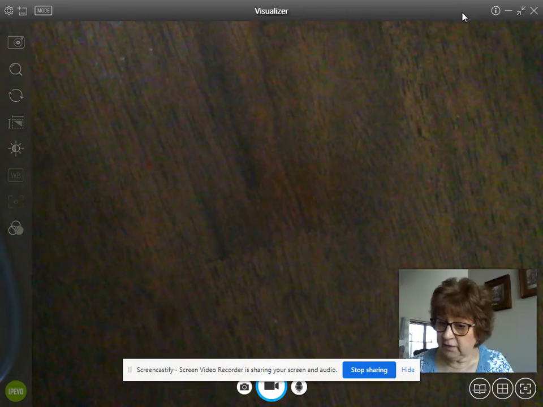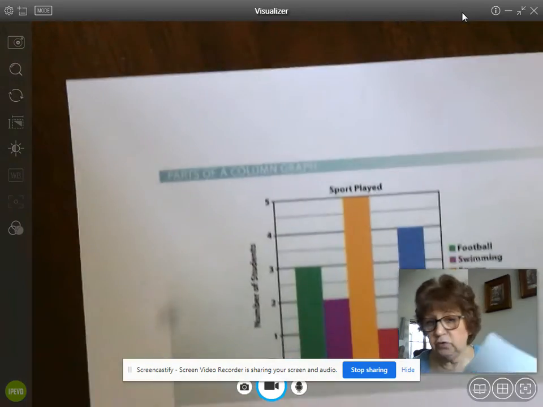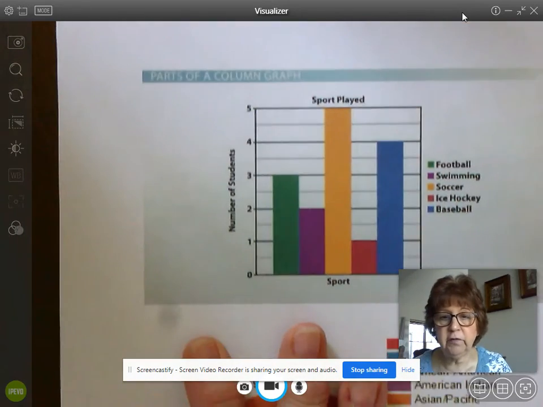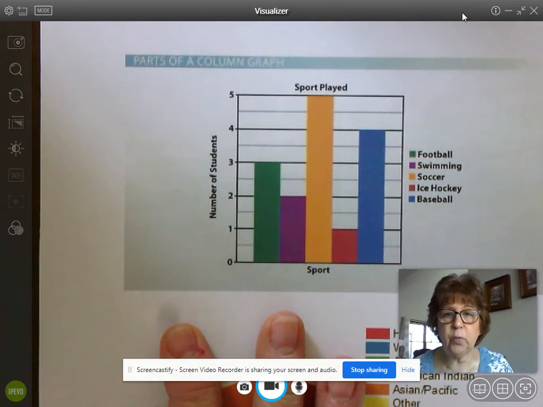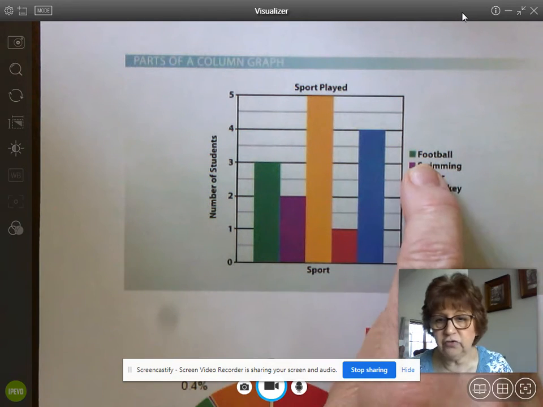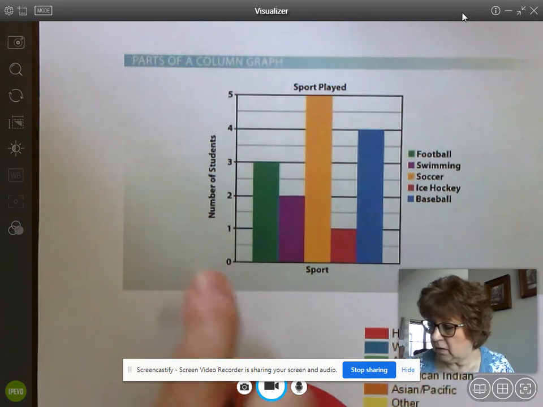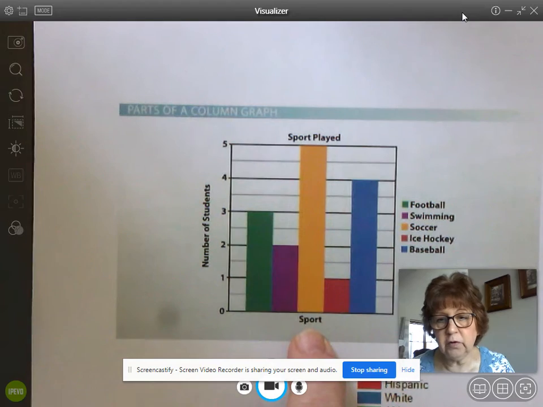All right, I did not find, surprisingly, graphs. So this would be a bar graph. So this is one that's about sports being played. So you can see, here's your key that tells you what all the colors mean, okay? Number of students and the sport.